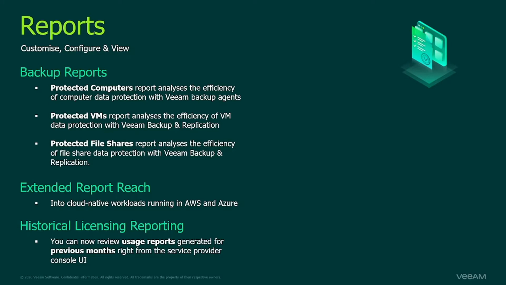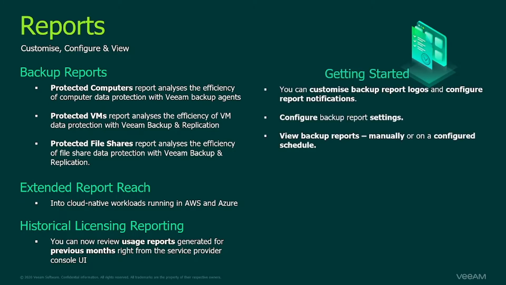We also have historical license and reporting, so the usage reports generated for previous months can now be visible from the console itself. Getting started, you can customize the backup reports with your own logos and configure the report notifications to see who gets what. The reports themselves will be PDFs sent out with email notifications. If you do not schedule a backup report, then you will need to generate them manually, as an FYI.